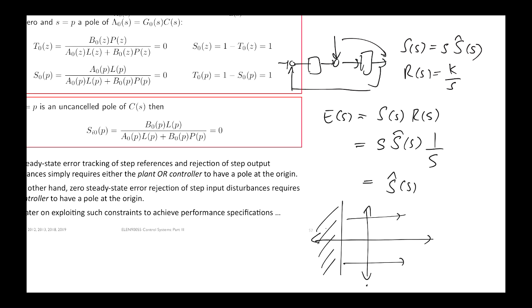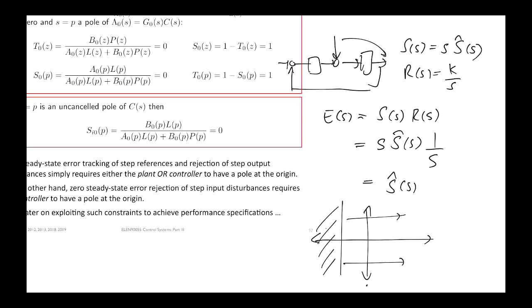For input disturbances, we need this function to be 0 in the right spot, not this function here. But we can make sure that this is 0 at s equals 0 by putting a pole into the controller. This can be 0 at 0 by either having the pole at s equals 0 in the controller or the plant.